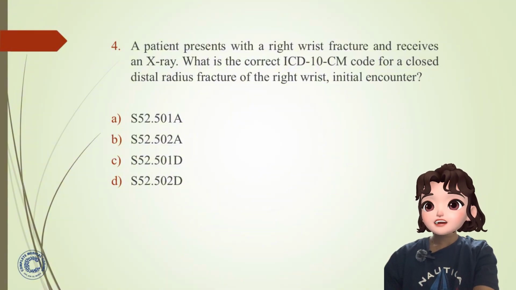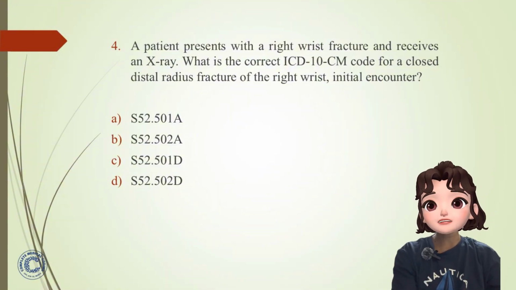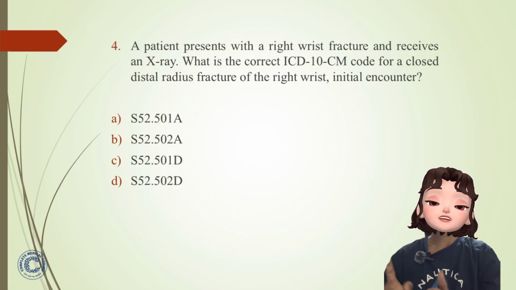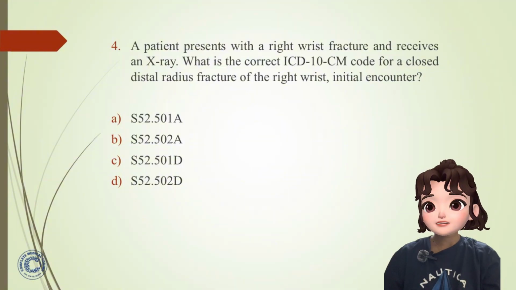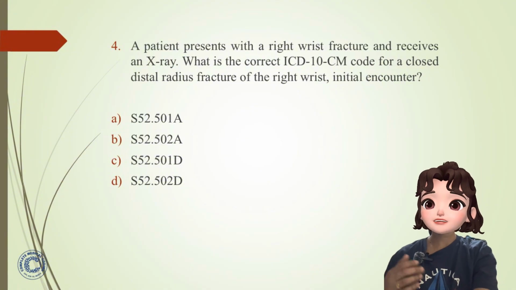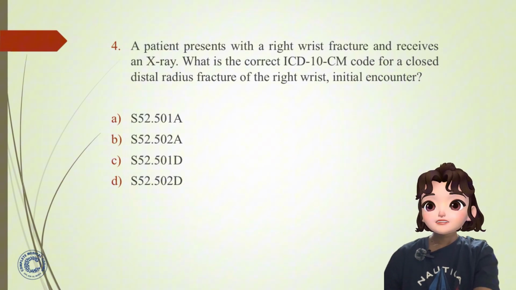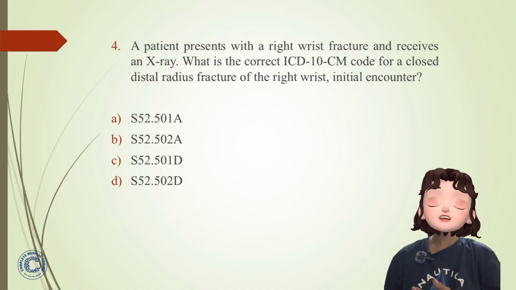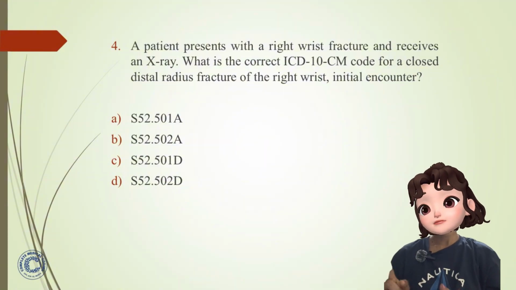What is the option C? S52.501D. A represents initial encounter, D represents subsequent encounter. So it's the same as option A, S52.501D, that is subsequent encounter. Unspecified fracture of lower end of right radius, subsequent encounter. And then option D, which is same as option B, left radius, subsequent encounter. So option B and D are wrong. Sorry, option B, C, D are wrong.